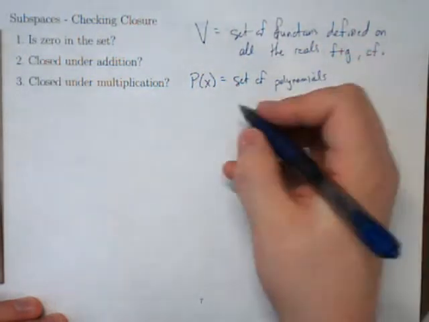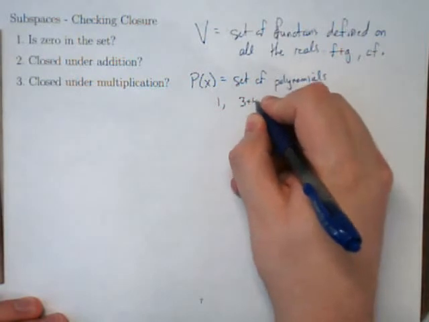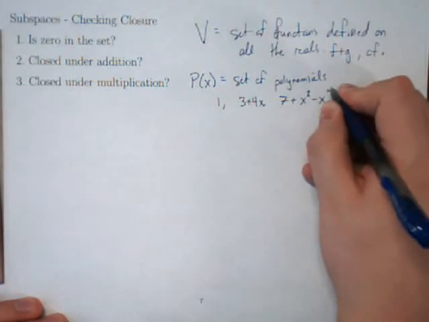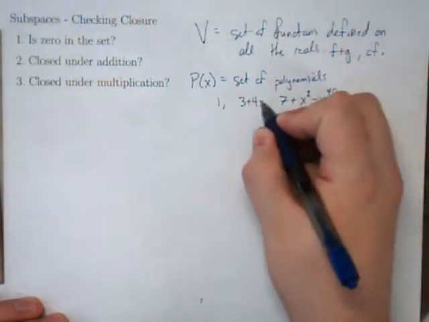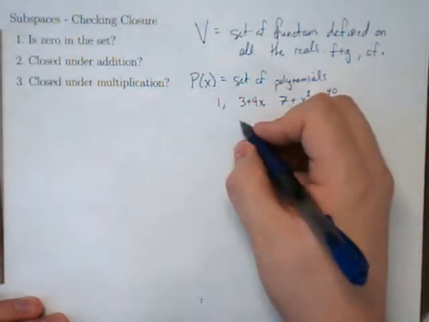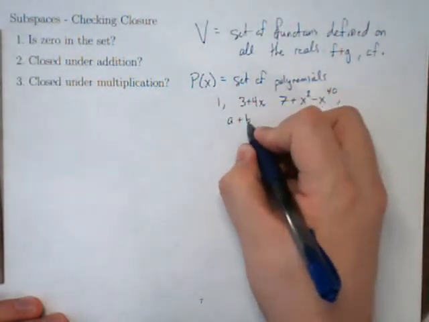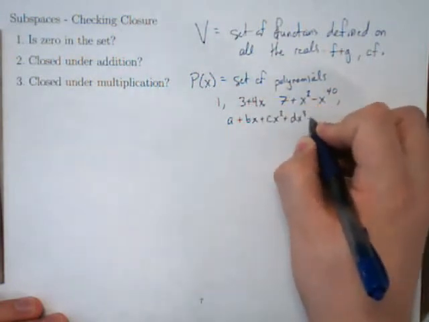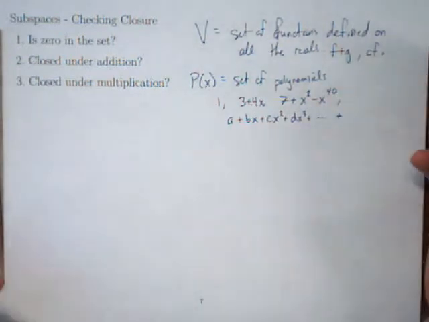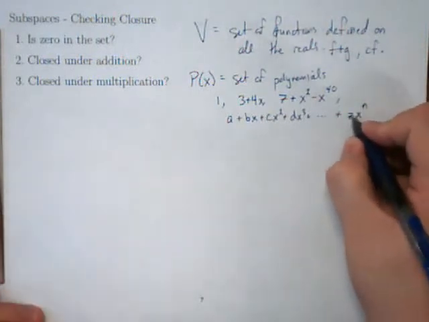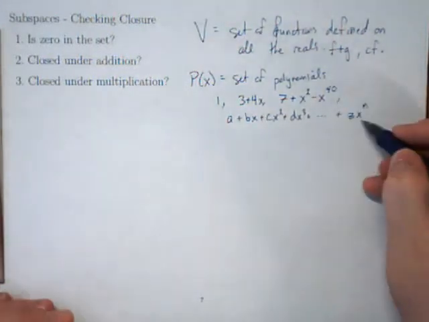What is a polynomial? Well, 1 is a polynomial. 3 plus 4x is a polynomial. 7 plus x squared minus x to the 40th is a polynomial. The only key is the integers: x to some integer power creates a polynomial. So you could look at this as a plus bx plus cx squared plus dx cubed plus dot dot dot, but you've got to stop somewhere. You have to stop at some power, x to the n. So polynomials, well, are they a vector space in and of themselves?